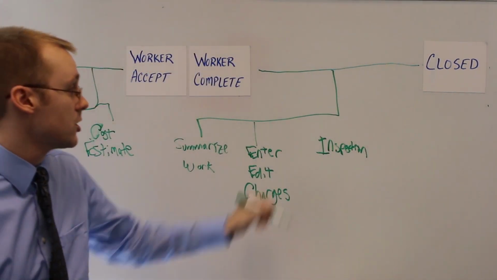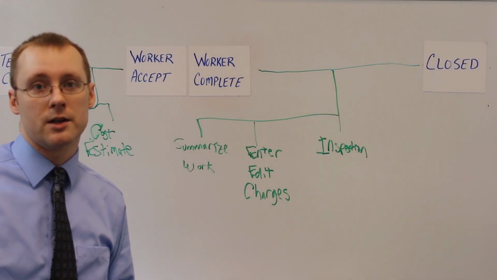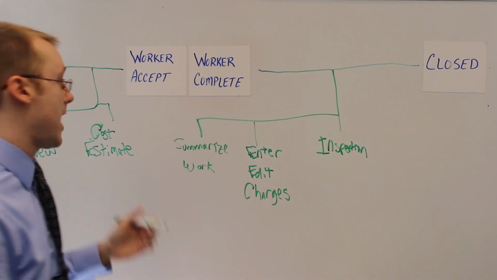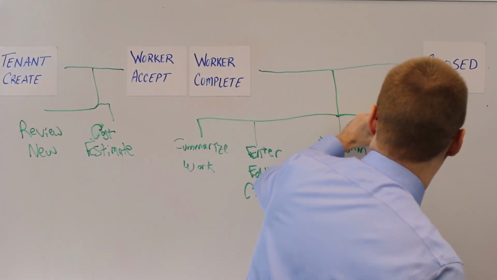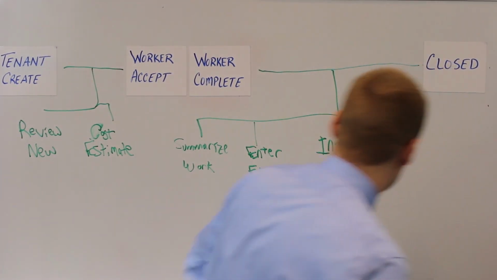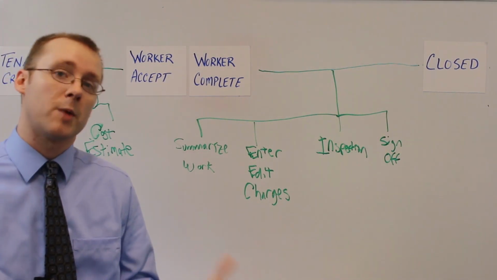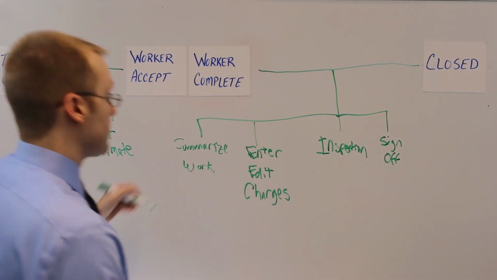Next, you can add an inspection. So you can have someone inspect the work to make sure that it was done to your quality standards. And you can also have, after that inspection, a sign-off, where you can have, again, either the tenant or the property management company or both sign off on the work that was done.